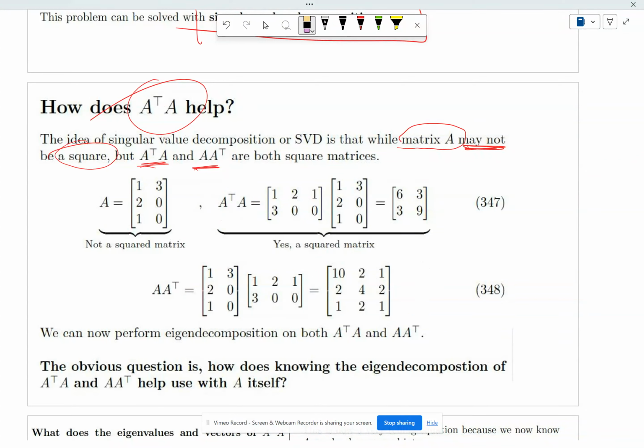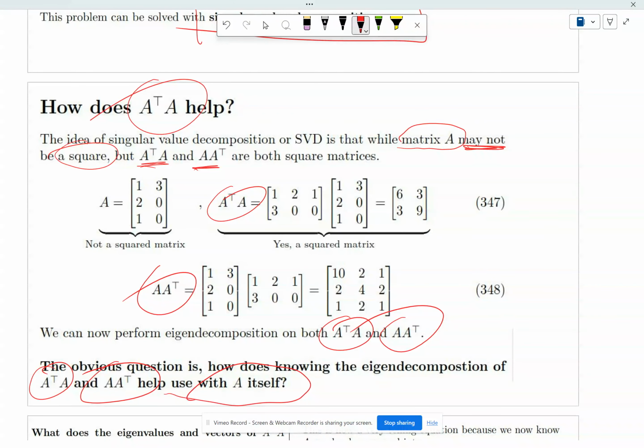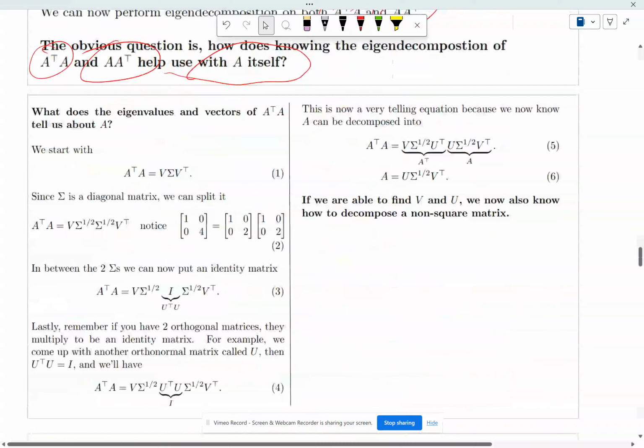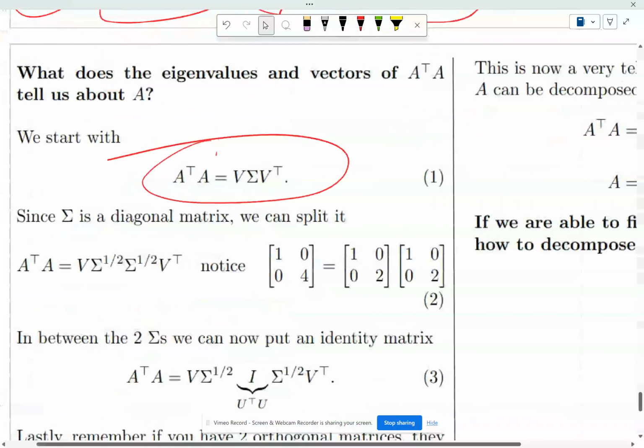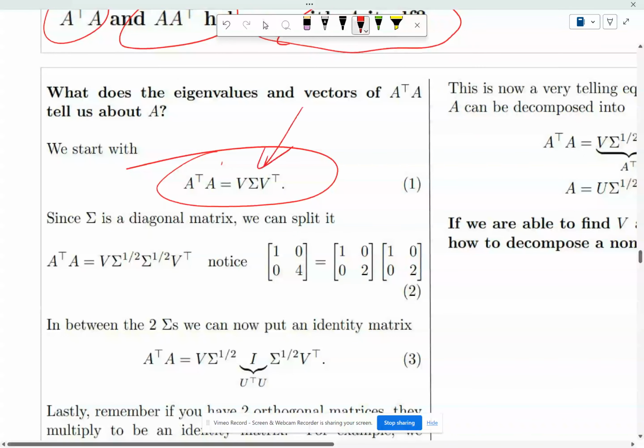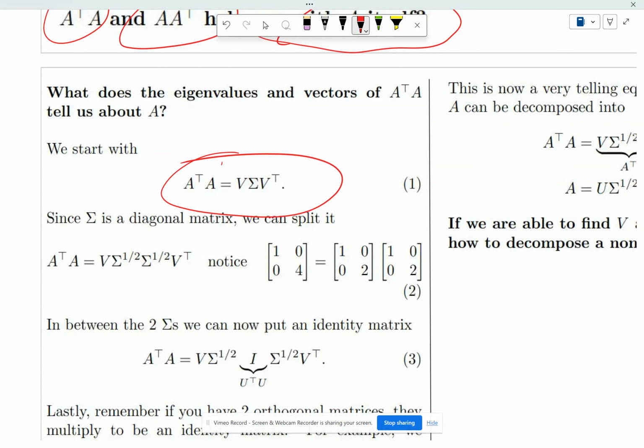Now, once we have this, we can perform eigendecomposition on both of them. So the obvious question is, how does knowing the eigendecomposition of this and this really help us with A? Let's look at the math more carefully. We know that we can perform eigendecomposition on A transpose A.